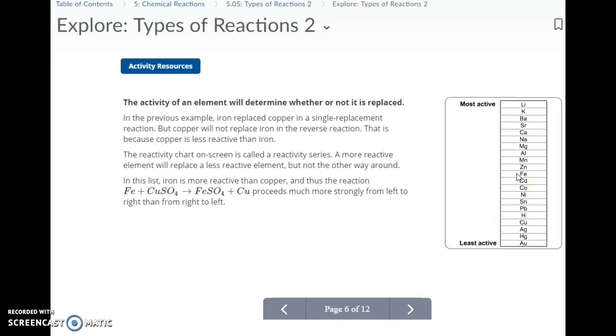In this list, iron is more reactive than copper, and thus the reaction goes in this direction, we say. In other words, the iron will replace the copper. It proceeds much more strongly from left to right than right to left. In other words, we would not have the arrow pointing to the left because the copper is not going to kick out the iron.